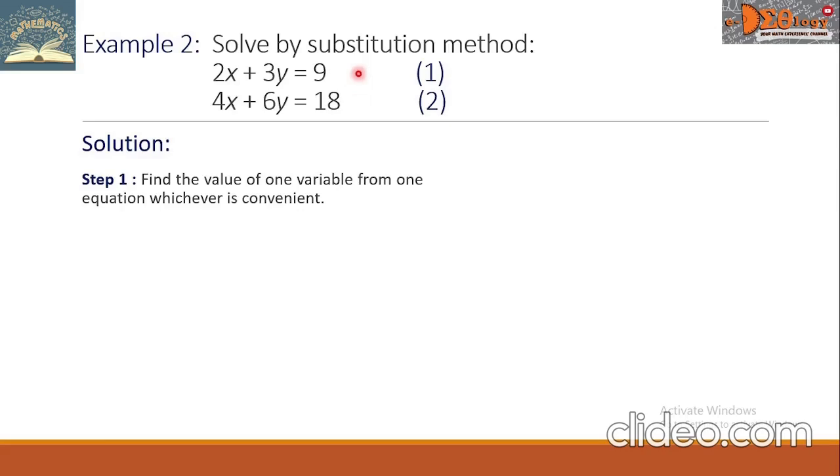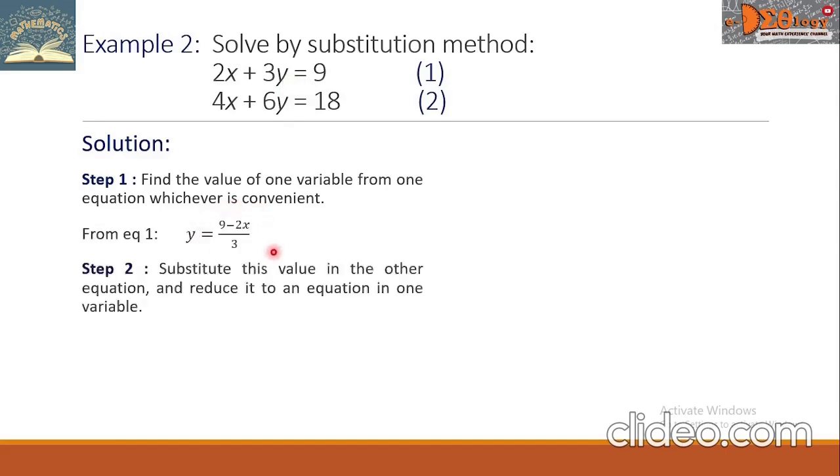Let us try to isolate y on one side, meaning this 2x we transpose to the right. It becomes negative. And then we divide the equation by 3, then y will be isolated. So equation 1 becomes y equals 9 minus 2x all over 3. Then step 2. Substitute this value of y in terms of x in the other equation, which is equation 2, and reduce it to an equation in one variable.